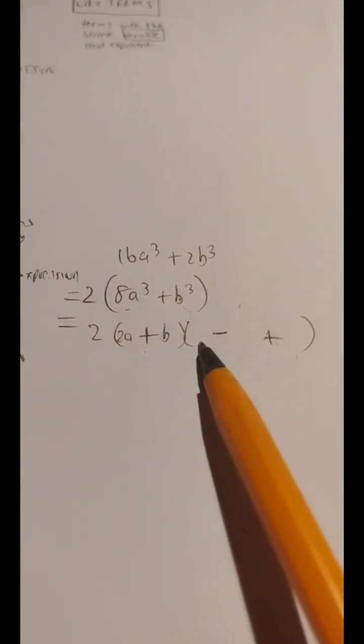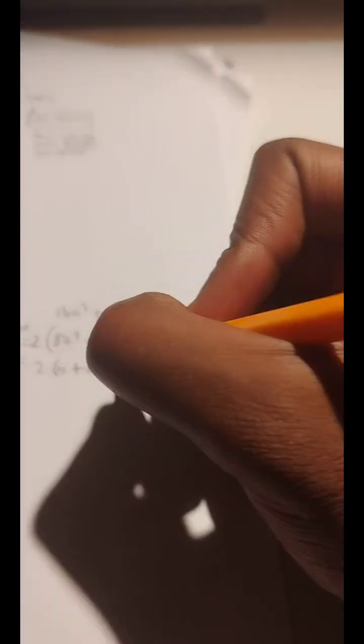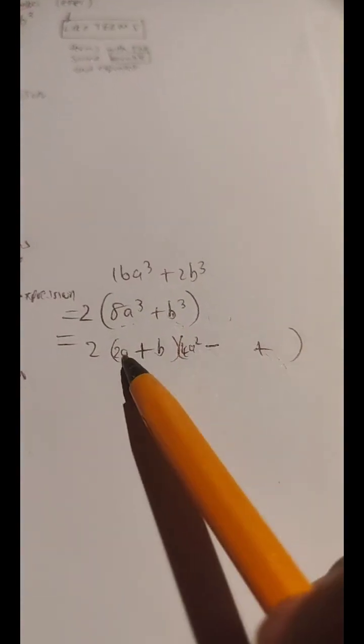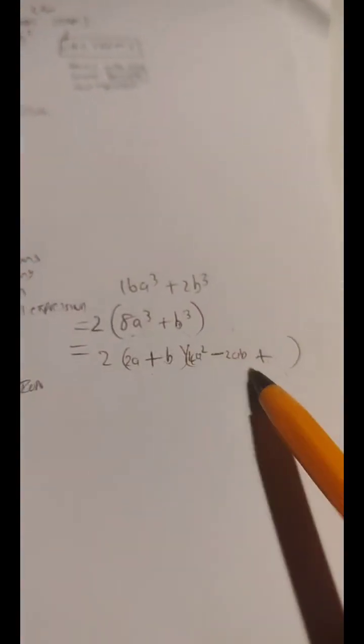Guys, you do the same thing here. 2a times what is 8a cubed? It's 4a squared. How do you get the middle term? You multiply these two, you get 2ab. b times what is b cubed? Hi guys, it's b squared.